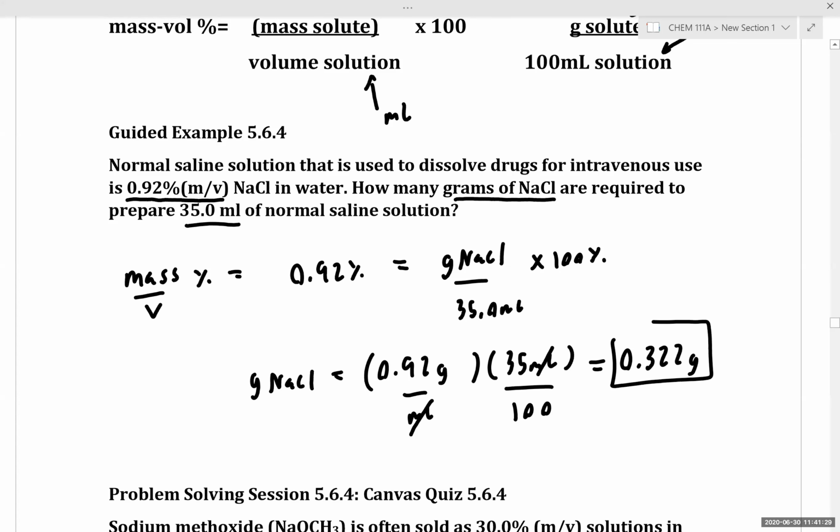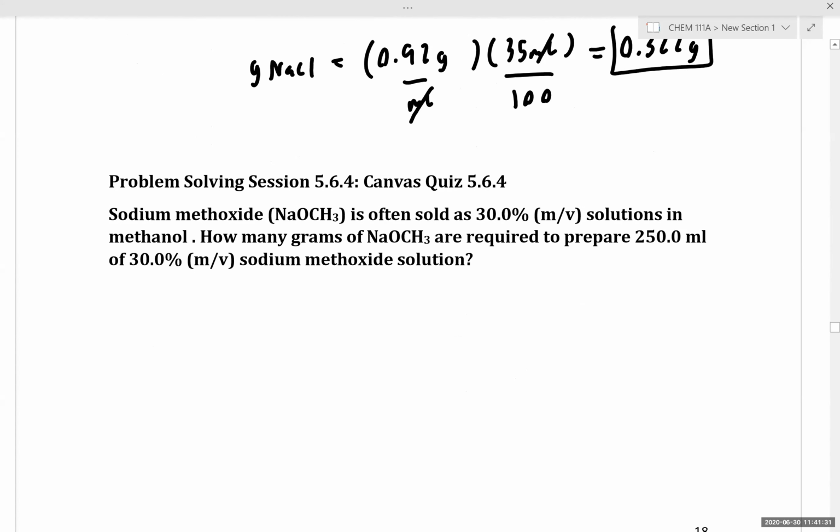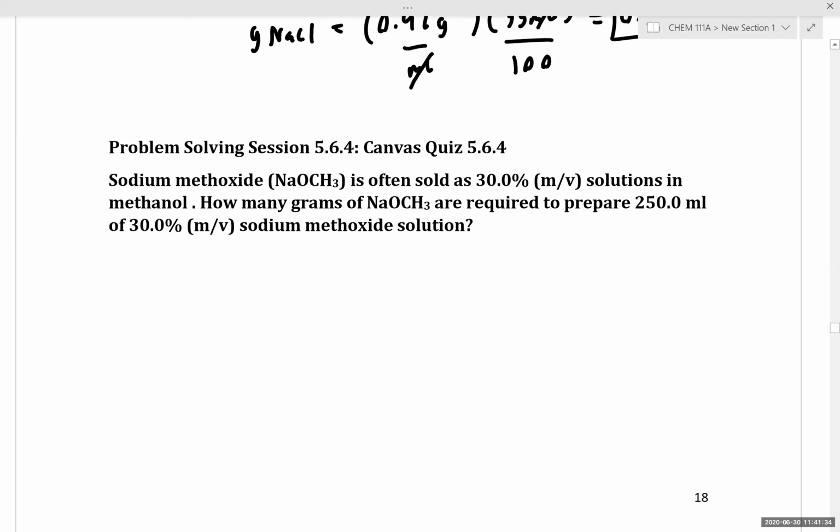If not, let's apply what we've learned to a new problem. You're welcome to submit your responses in the chat, verbally, or via Canvas quiz 5.6.4. Sodium methoxide is often sold as 30% mass over volume solutions. You're asked how many grams of sodium methoxide are required to prepare 250 mL of 30% mass over volume sodium methoxide solution. We'll discuss this example in about 2 to 3 minutes.